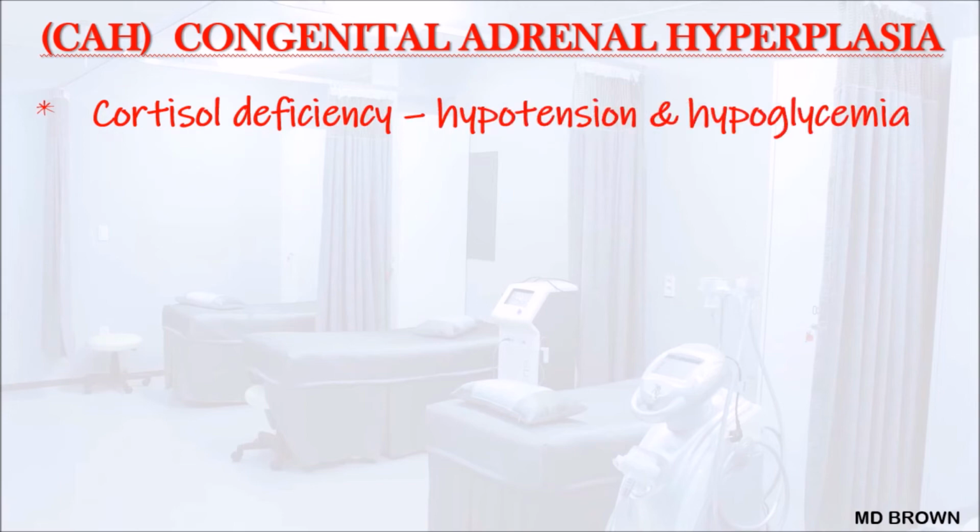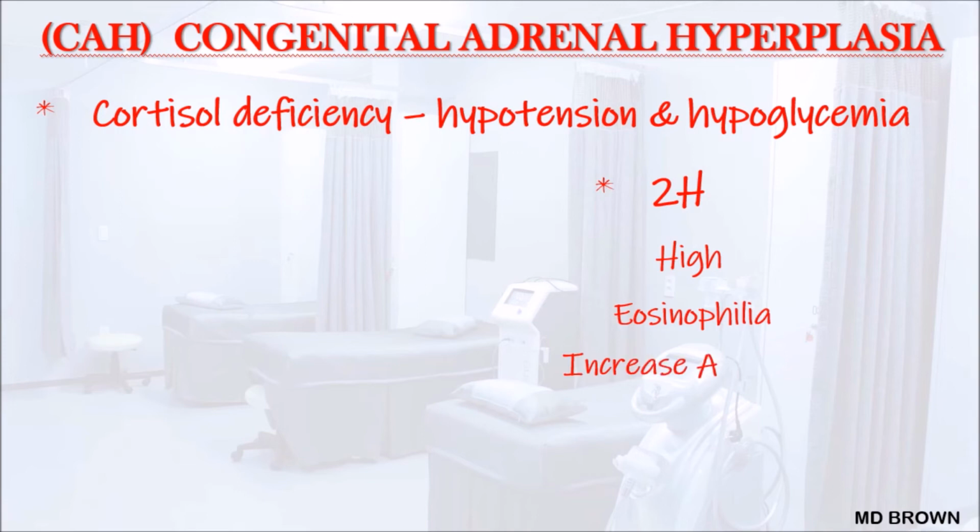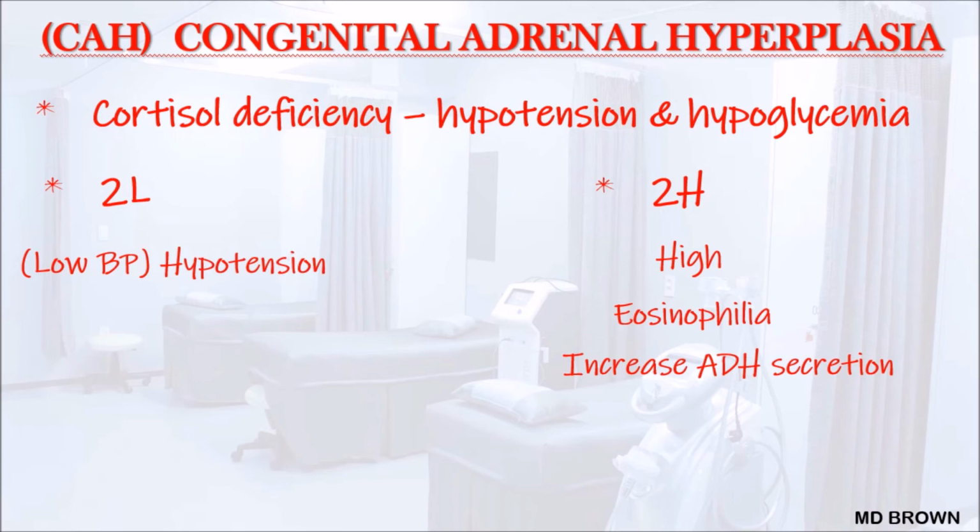So cortisol deficiency may present with low blood pressure and hypoglycemia. Cortisol deficiency would be seen in adrenal insufficiency. In this condition, there will be high eosinophilia, and then there will be an increase in ADH production. So this can be remembered as 2H, and then there will be 2L, which is too low: low BP, or low sugar, which is hypoglycemia.